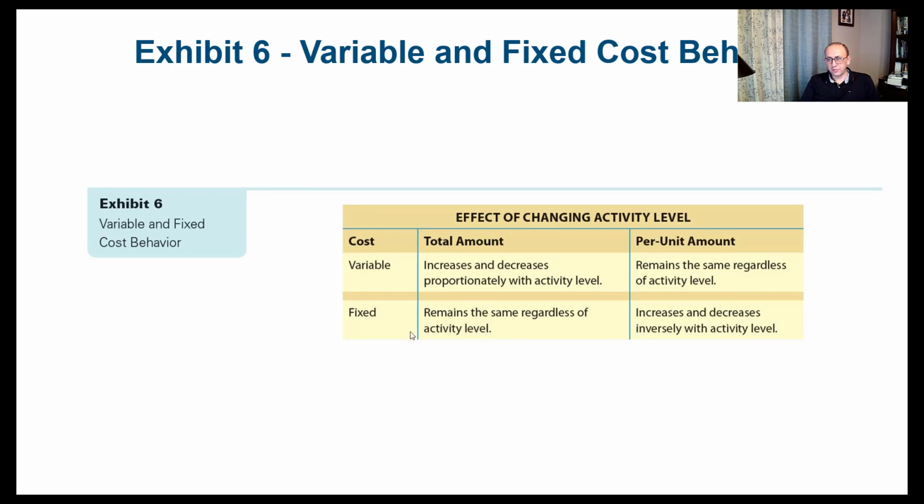On the other hand, for fixed cost, the per unit amount increases and decreases inversely, or opposite, with activity level. So when we increase the activity, the fixed cost per unit goes down. And if we decrease activity, then the fixed cost per unit would go up.